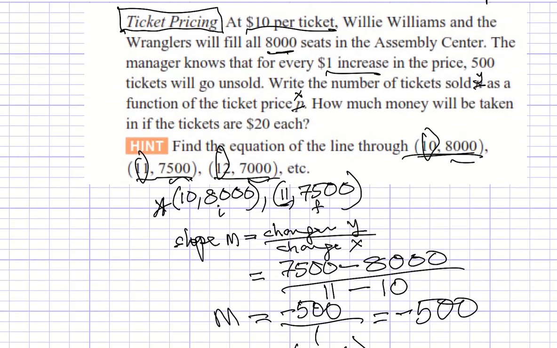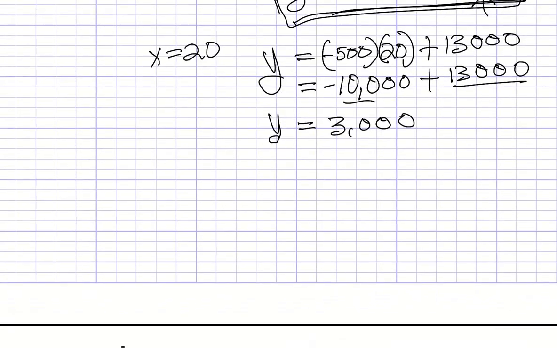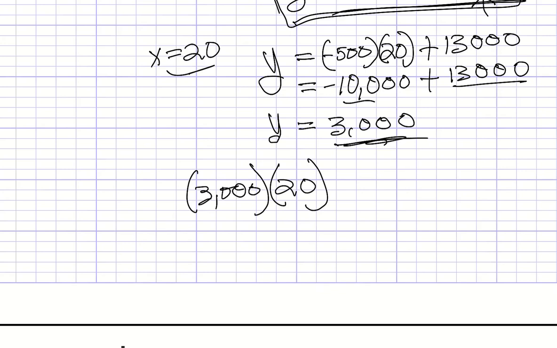But what they want is how much money will be taken in. So you multiply the number of tickets sold and the price, and you get 3,000 times 20. That's all they want you to do. The money taken in will be 60,000. Okay, 60,000 will be taken in. That's the money they're going to take in. All right, I think we're done with that problem.